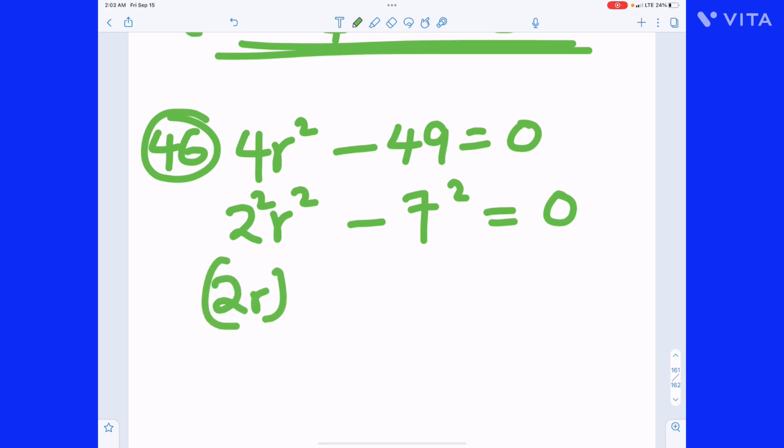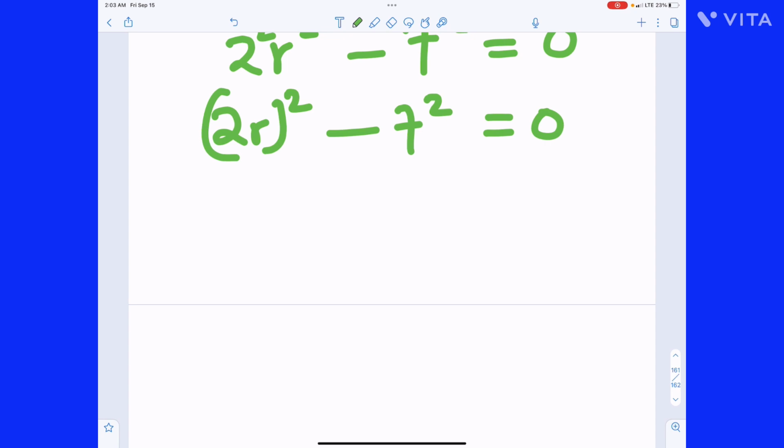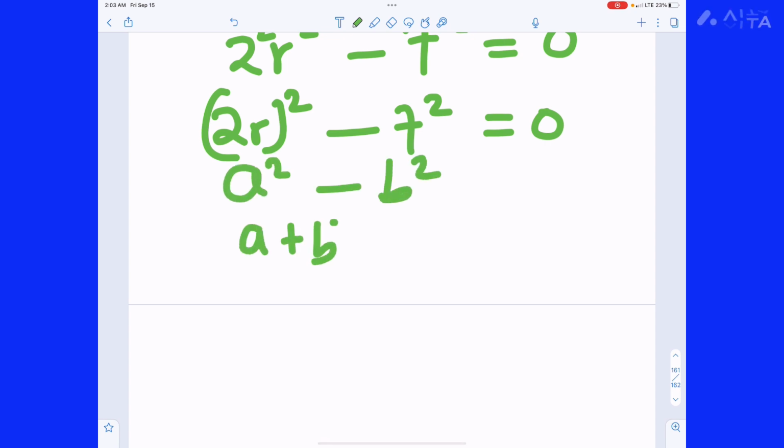So (2r) all squared minus 7 squared is 0. It now becomes a difference of two squares. This is like a squared minus b squared, which factorizes into a plus b times a minus b, equals 0.